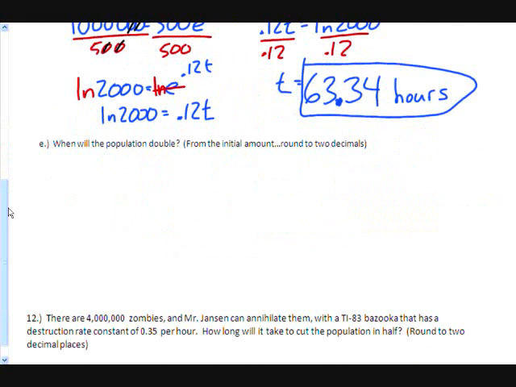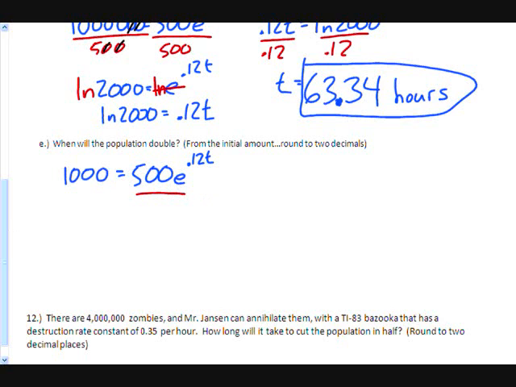Next one, it says, when will the population double? Again, this is from the initial amount. So I'm doing 500 e to the kt, which is the 0.12t. Again, I want to know how long. Well, if the initial amount is 500, I want to know when it doubles. I want to know when this thing's going to equal 1,000.